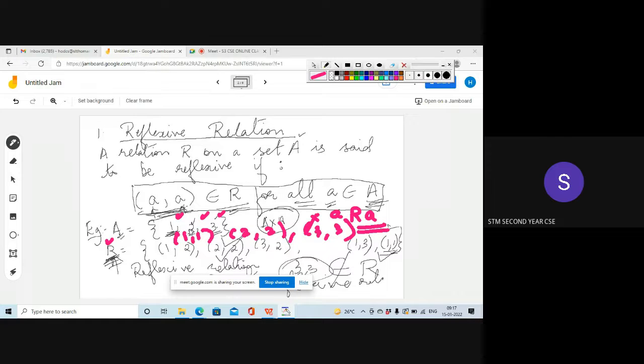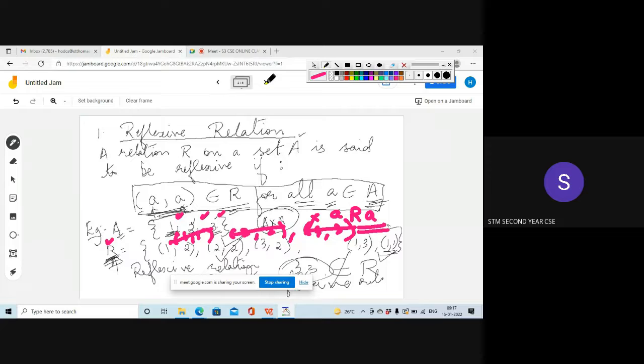If only one or two of the elements are there, then we call it neither reflexive nor irreflexive. And for it to be irreflexive, none of these elements should be there. If no element is related to itself, then we call it irreflexive.